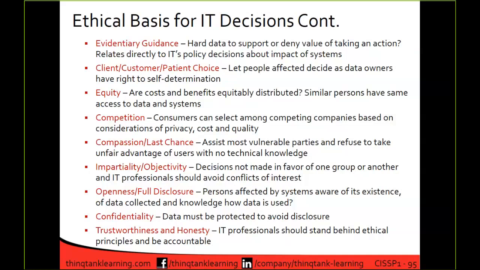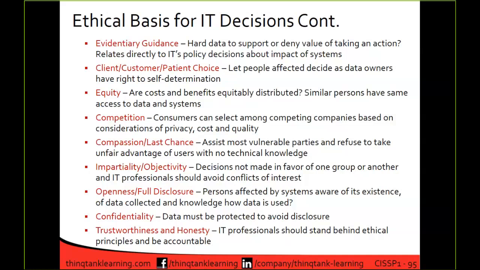Okay? Equity. Are the costs and benefits equally distributed? Or equitably distributed, I guess I should say. Similar people should have the same access to data and systems. Similar people meaning what? Meaning similar people that perform the same job function or have the same responsibility for information assurance. That doesn't mean that everybody across the board has access to data. It depends on what your responsibilities are within the organization, what your role is within the organization.